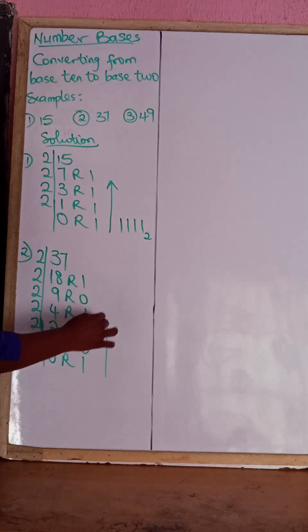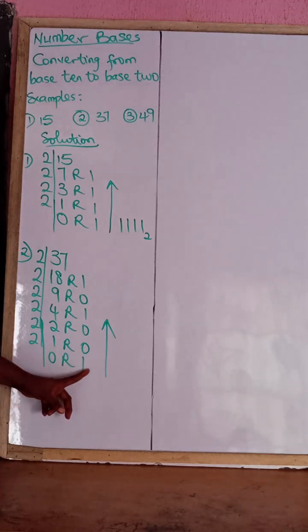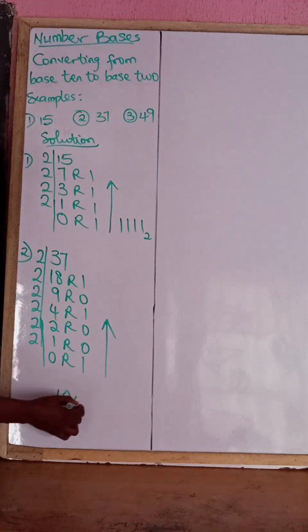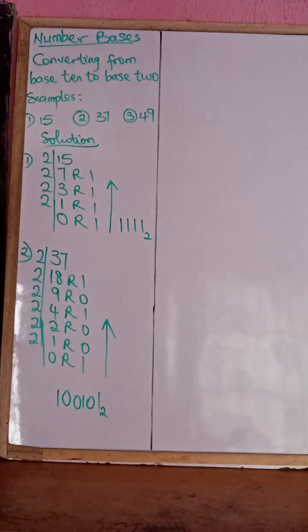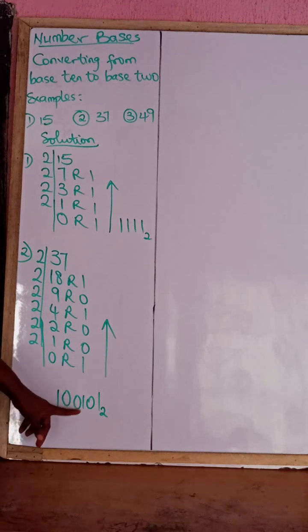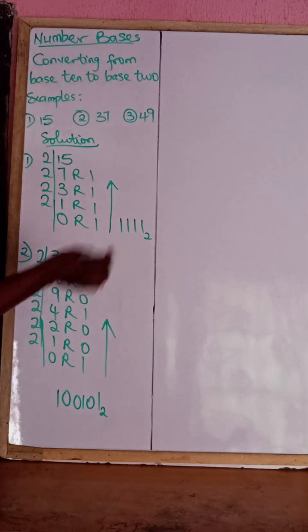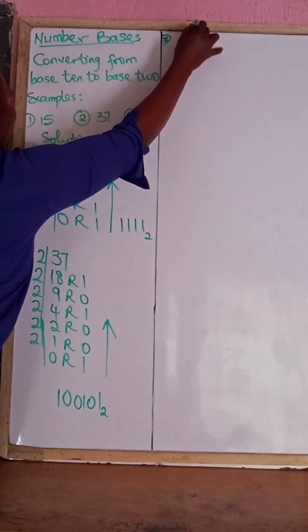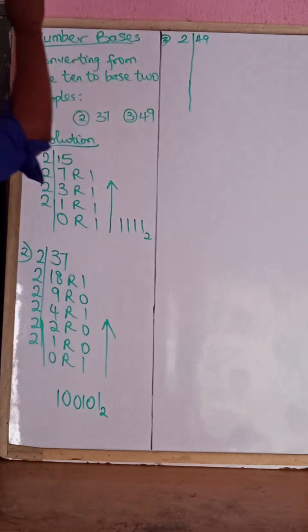Once again, you pick your answers from the bottom to the top. So the answer here should be 100101 base 2. So we're saying that 37 in base 10 is equivalent to 100101 base 2. We'll also look at this third example, which is 49. We want to express 49 as a binary number. So what do we do? Once again, we'll start our division by 2.